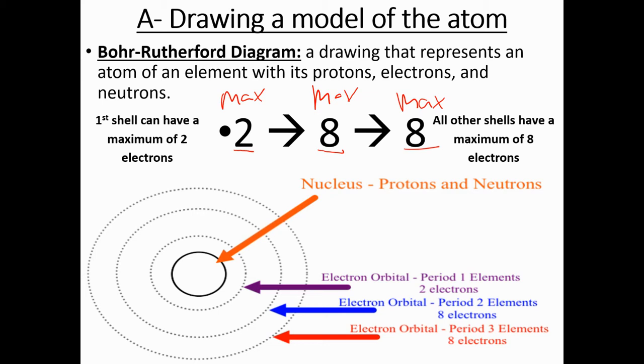As one fills up, you go to the next one. When the next one fills up, you go to the next one. And in grade 12, you learn about what happens beyond that. And you'll learn actually that the third shell in grade 12 actually can hold more than 8 electrons. But to keep it simple, we're going to stick with the 2-8-8 rule for now.